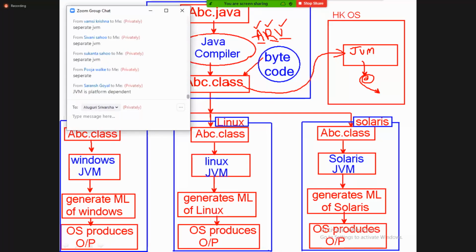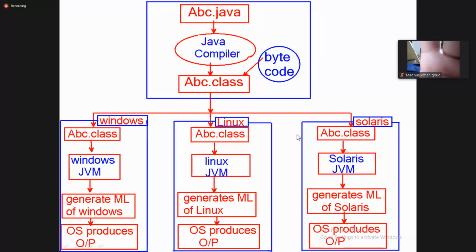If you want to execute a bytecode in that particular operating system, JVM must be there. If JVM is available for that operating system, then it is executed. If not available, not executed. Simple. Next question. Try to think and answer.